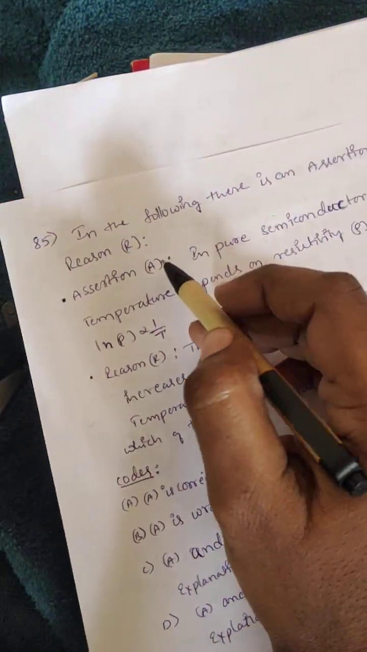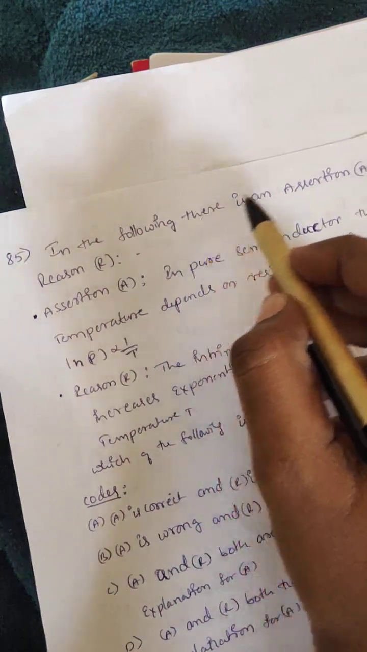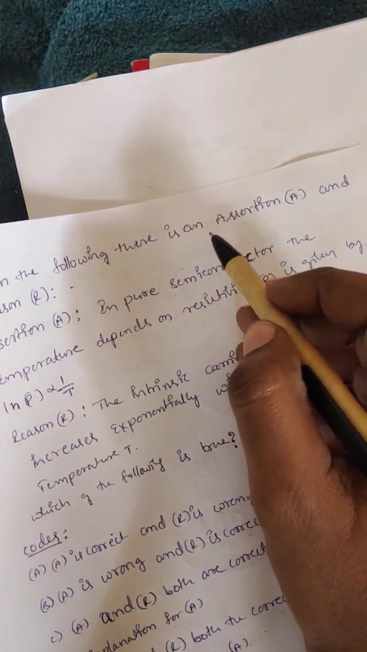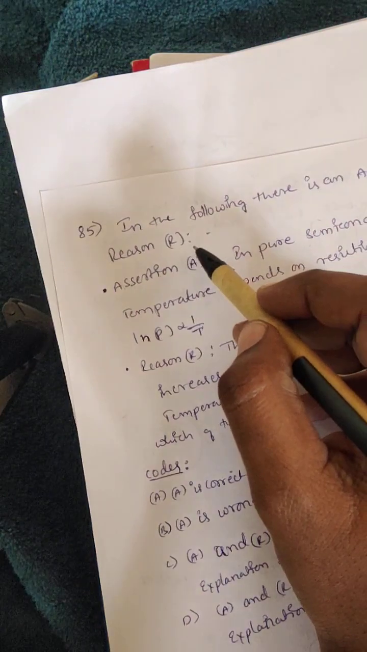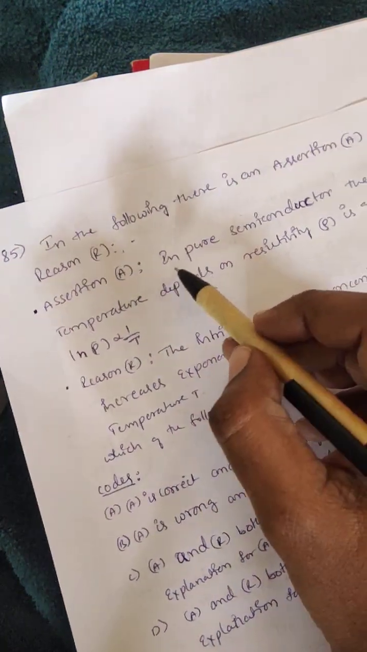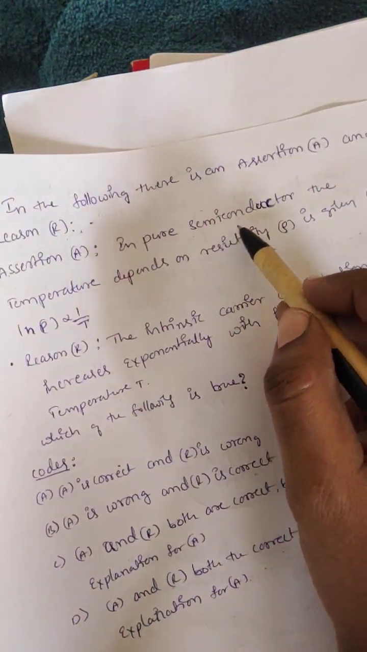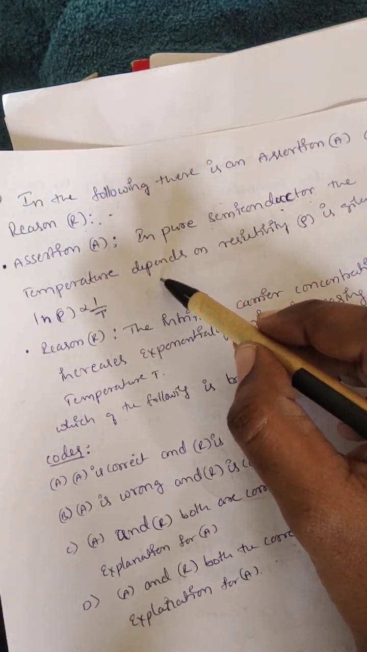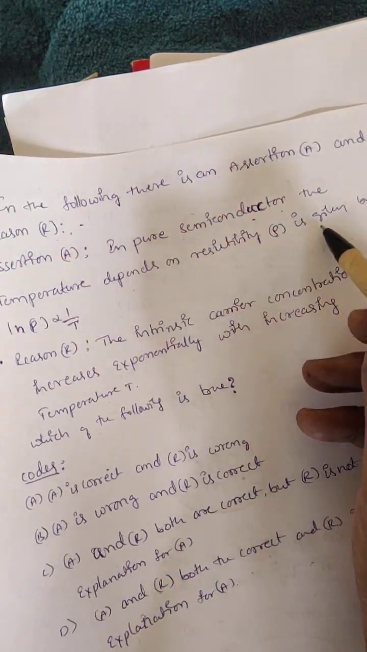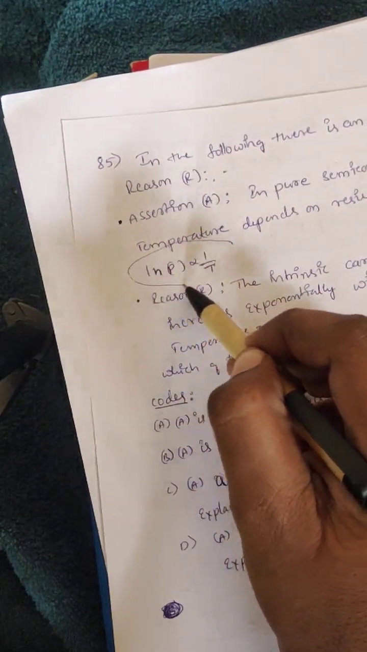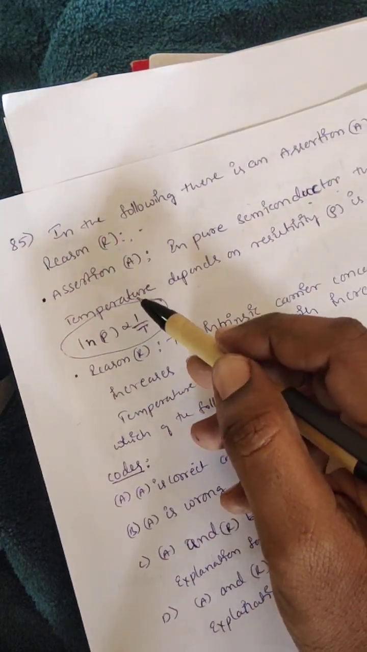So this is question number 85. In the following, there is an assertion A and a reason R. Assertion A gives that in a pure semiconductor, the temperature dependence of resistivity rho is given by ln rho proportional to 1 by T. So this is the assertion given.